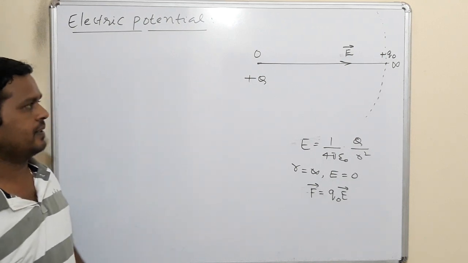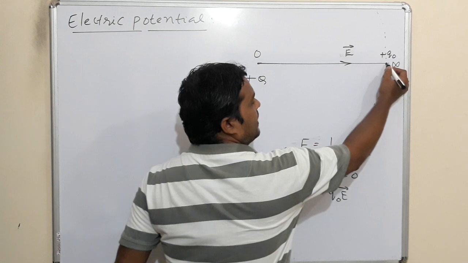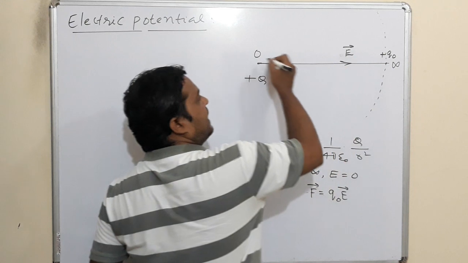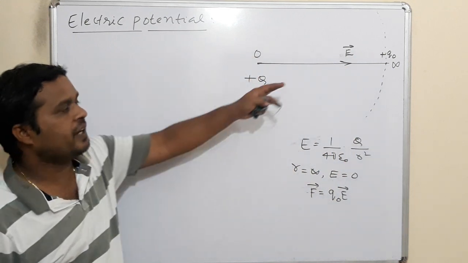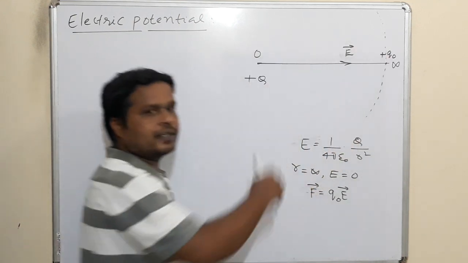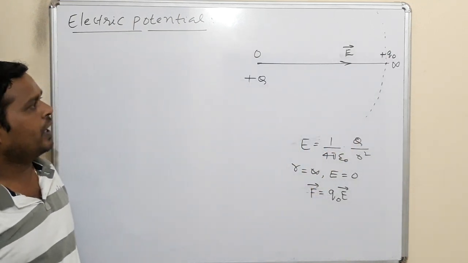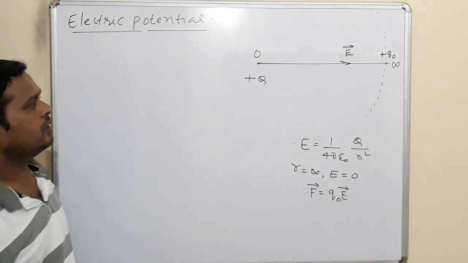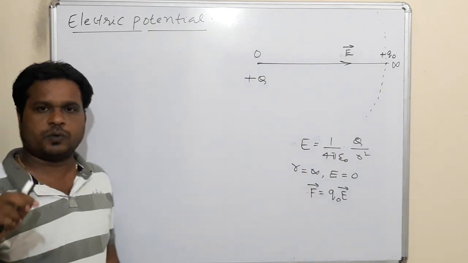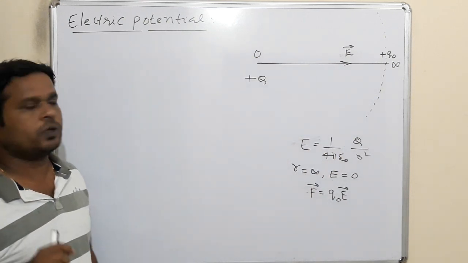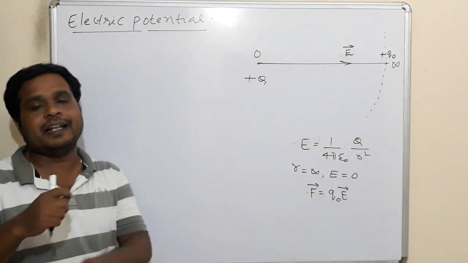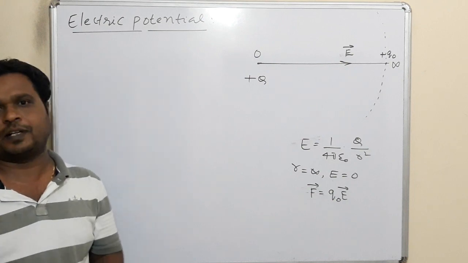Suppose I want to bring this test positive charge from infinity to any point inside the field. That means I am going against the electric field. When I am going against the electric field, to move this charge I have to do some work, a fixed amount of work. In physics, if you are going against any force, you need to do some fixed amount of work.